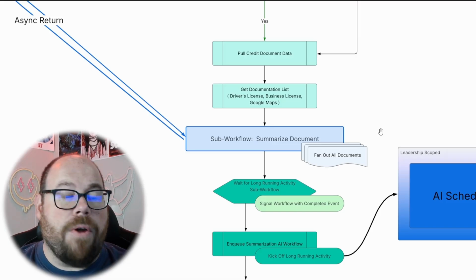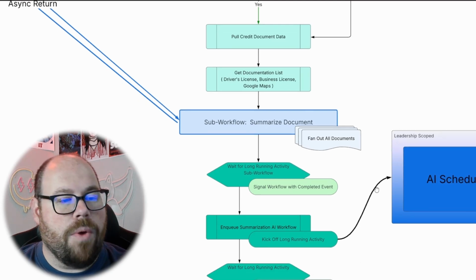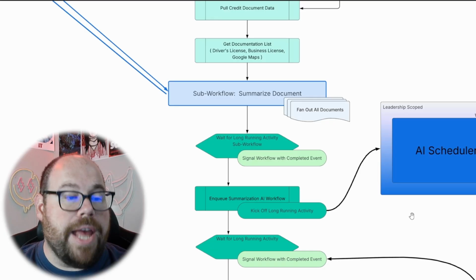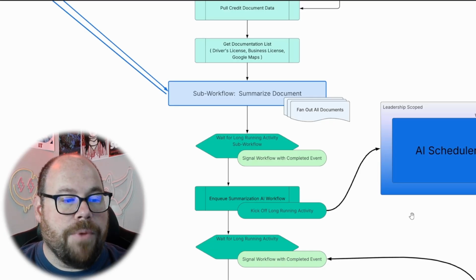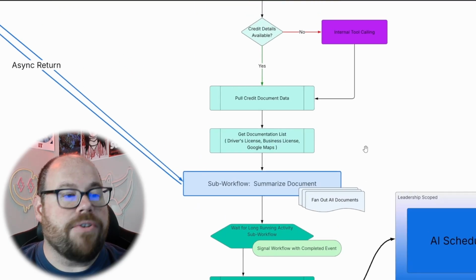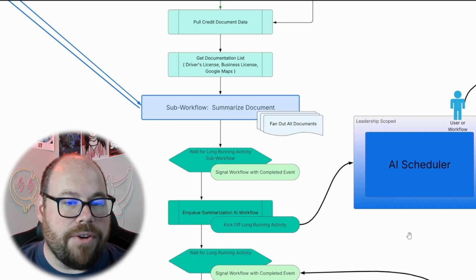Then we're going to call the sub-workflow for each of those documents. We'll fan that out. We'll return that information back from the sub-workflow. Then we're going to use AI to summarize and do decisioning on the full information that we've received. So all of our credit documentation, all of our deal documentation, all of our business documentation.